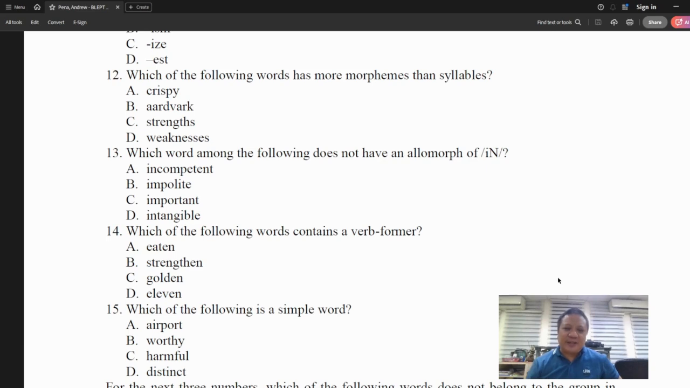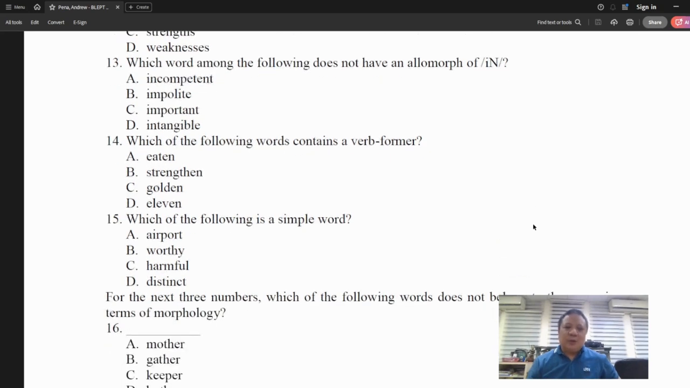Aardvark, C. Strengths, D. Weaknesses. The answer is strengths. It has only one syllable, but it has two morphemes, strength and s. So the answer is C, strengths.